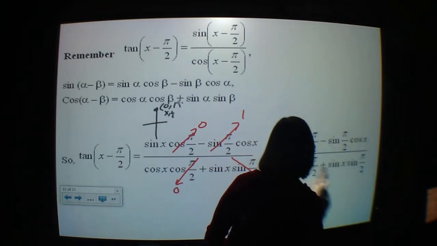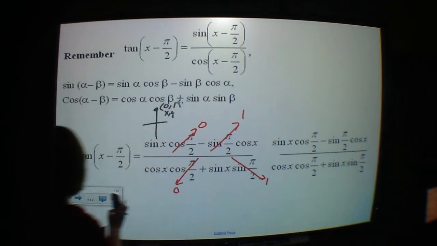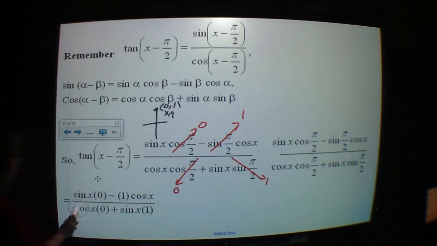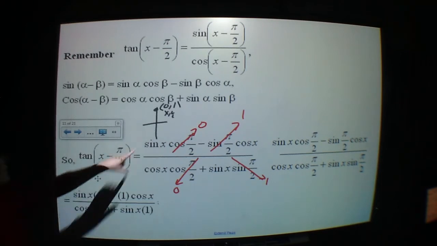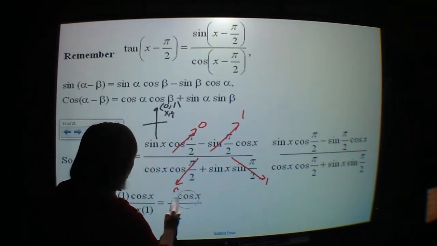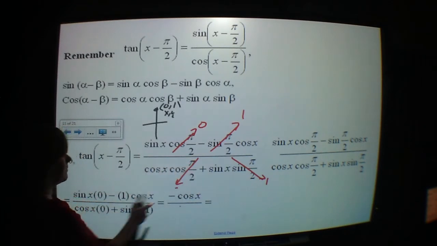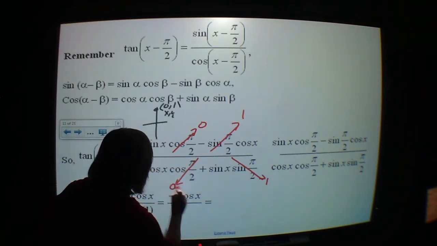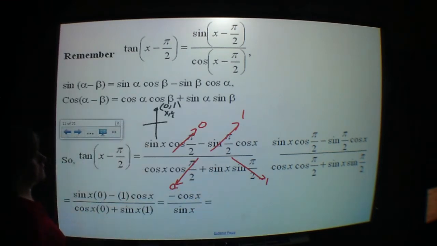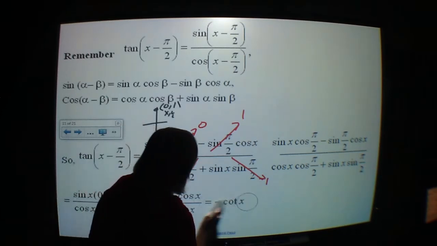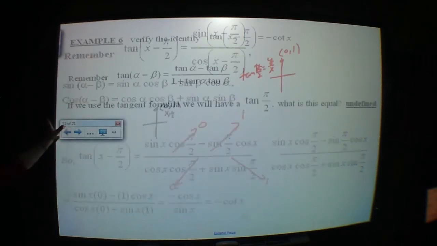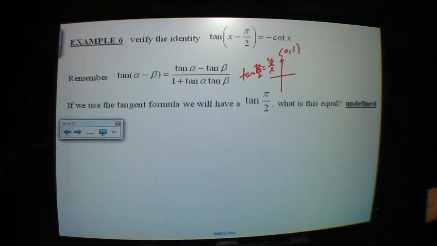You don't have to rewrite it if you don't want to. That would be fine. Sine times 0 cancels out, so I have negative cosine of x. This one, like I said, goes to 0. Here I have sine of x. Cosine over sine is which trig function? Cotangent. So I have negative cotangent of x. And I'm done. So I verified that it's negative cotangent of x.